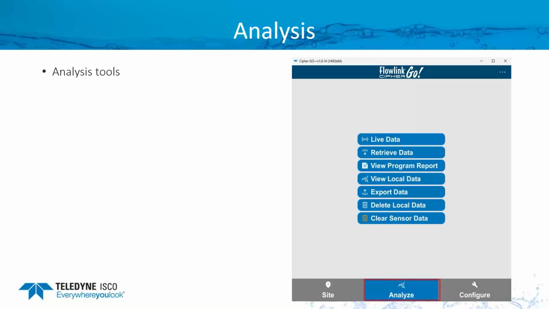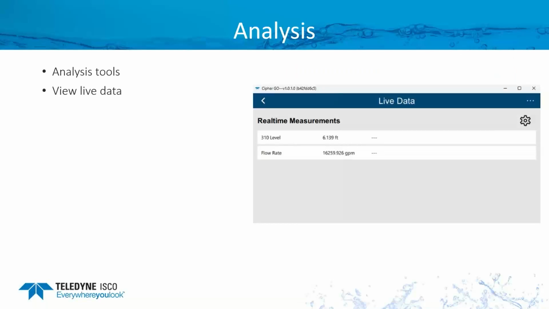you can come to the analysis screen, and here I can look at everything from live data all the way down to exporting the data. So let's start off with the live data screen. Clicking on that gives you what you would typically see under your measurement screen of Flowlink. It gives you your live data readings of what you choose.